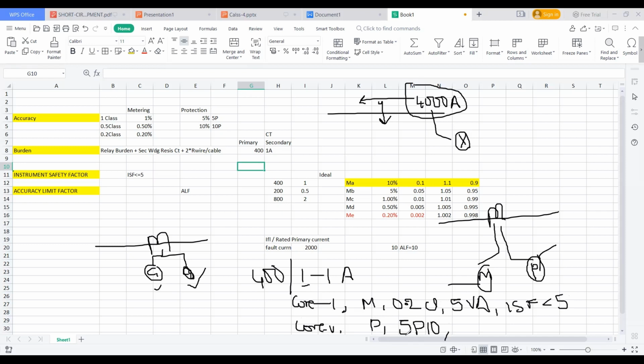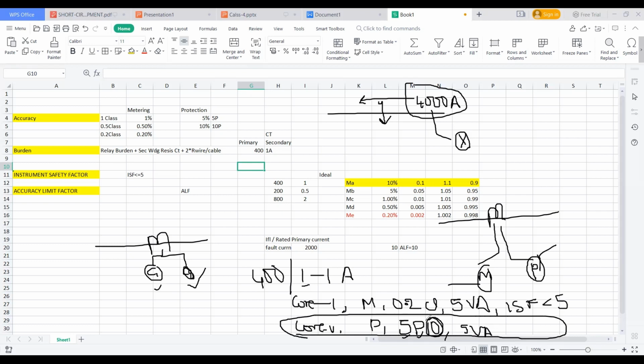5P10. What is 5P10? 5% error up to 10 times the rated current. 10 is the ALF. So this is the other type of class CTs you can see: 5P10, 5P20 class CT, 5P10 class CT. But then again, 5E or whatever may be this. This is the representation or the description you give for the protection core CTs.